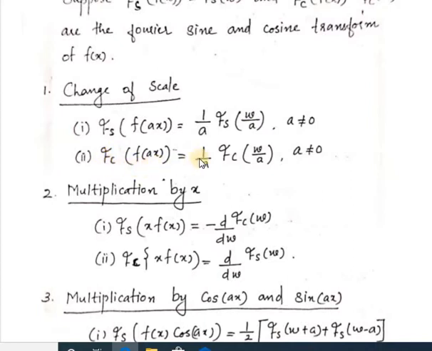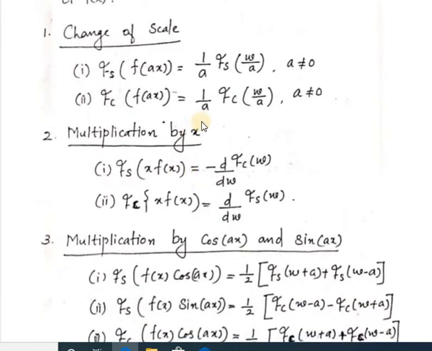Similarly, Fc(f(ax)) is (1/a) Fc(ω/a). That is, first find the Fourier cosine transform of f(x), and in that answer replace ω by ω/a and multiply with the term 1/a. That is change of scale. And the second property is multiplication by x.